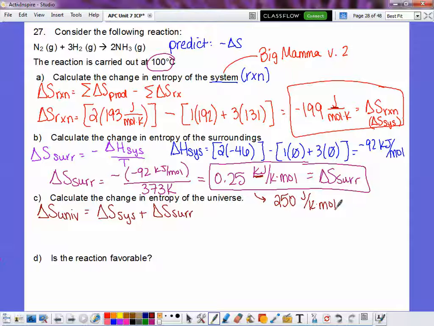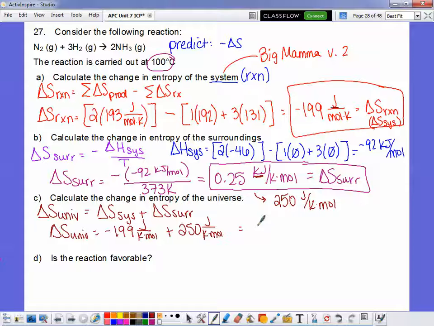All right, so delta S of universe, it better be increasing, right? We have negative 199 joules per Kelvin mole for the system plus 250 joules per Kelvin mole for the surroundings. Is that going to be positive? Yup. And what is it? Oh, 51. I thought you were saying 58, and I'm like, you're doing math wrong. So, yep, 51 joules per Kelvin mole is our delta S of the universe.